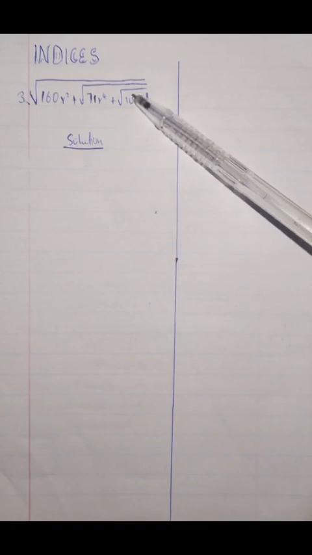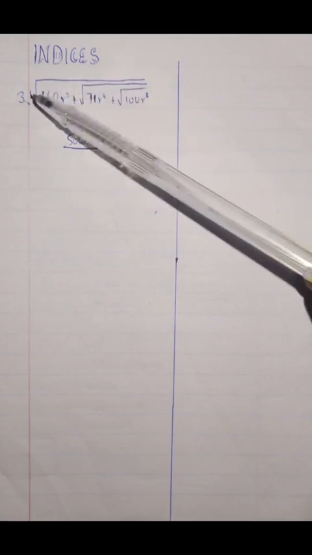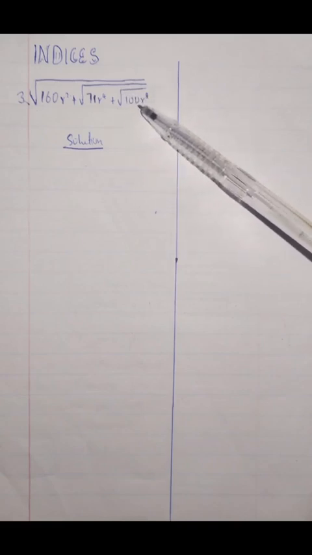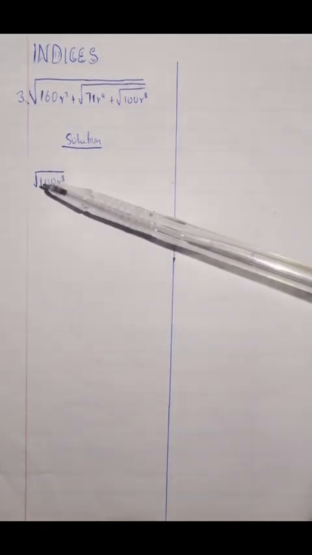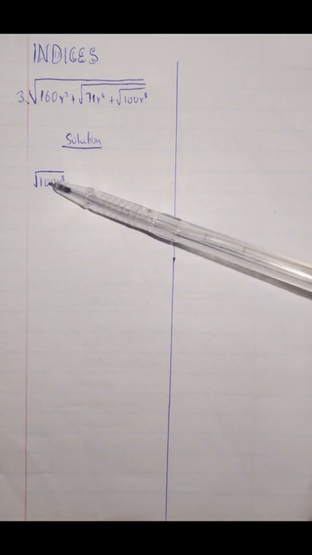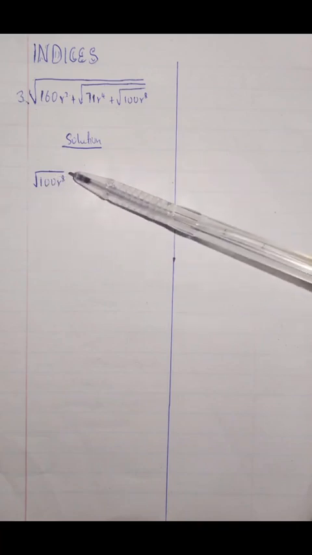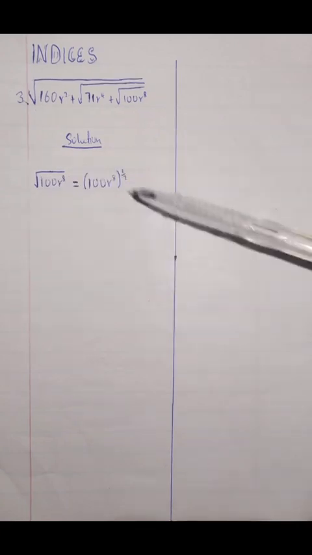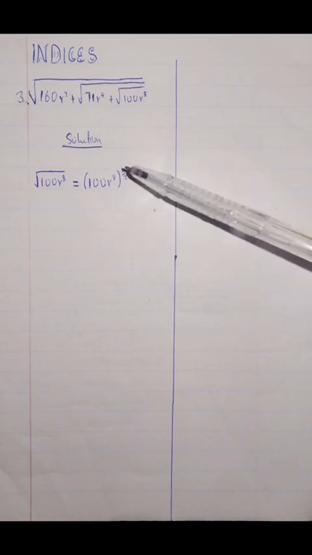After solving for this square root, we solve for this square root and we solve for this square root. So solving for this one, we have the square root of 100r to the power of 8. Now what do we do from here? Recall I said square root also means raised to the power of 1 over 2. Whenever we have square root, it means raised to the power of 1 over 2. So we'll be writing this in terms of power and no longer square root. So we'll be having 100r to the power of 8, all to the power of 1 over 2.